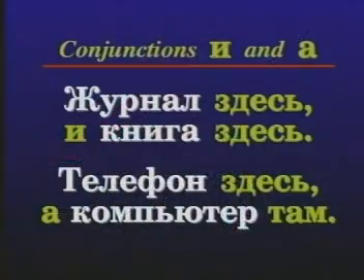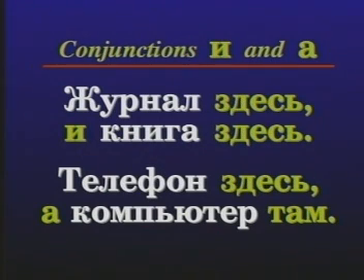Do you remember when we use the conjunction и and when we use the conjunction а? Let's look at this. Conjunctions и and а. Журнал здесь и книга здесь. The magazine is here and the book is here. The magazine and the book have the same location, so we show similarity by using the conjunction и. Журнал здесь и книга здесь.